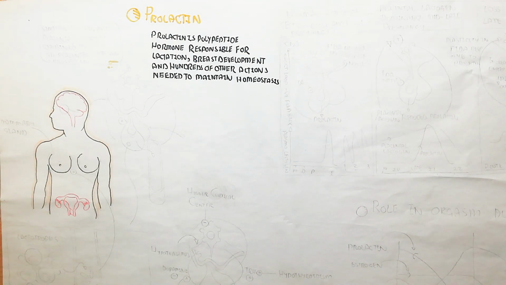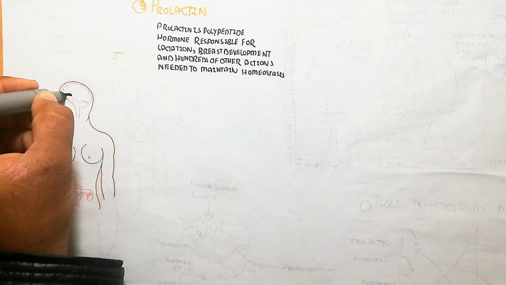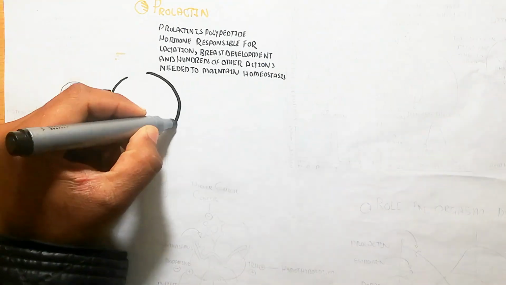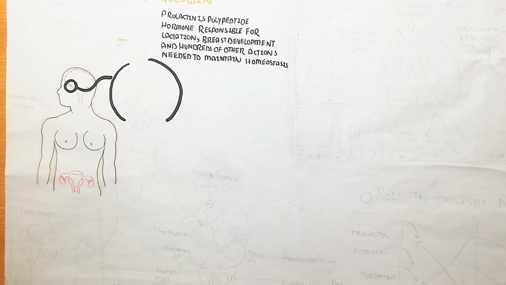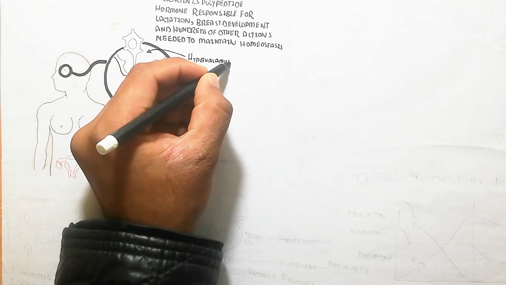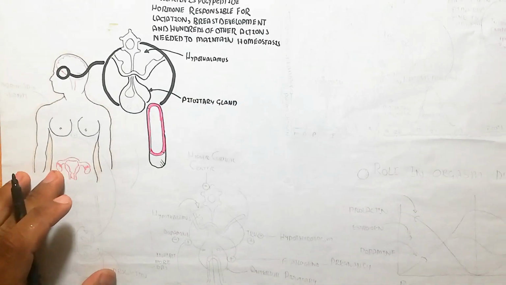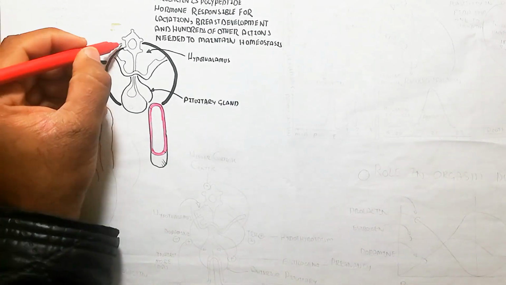This is the female, which contains a reproductive system and mammary gland, as well as the brain. The brain contains the pituitary gland. So remember, the male also produces prolactin, but we will understand that in a different video, not collectively. This is the hypothalamus and pituitary gland.